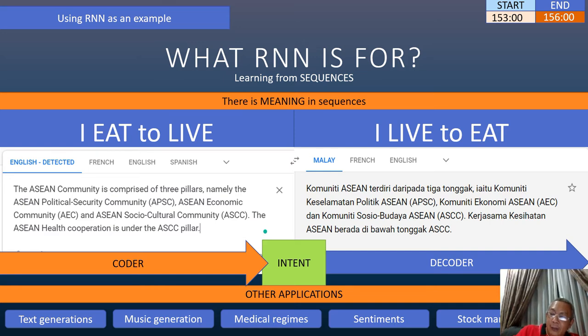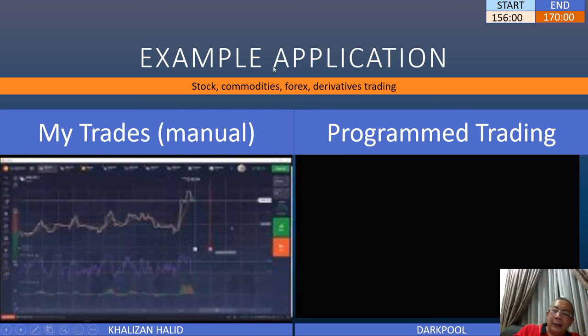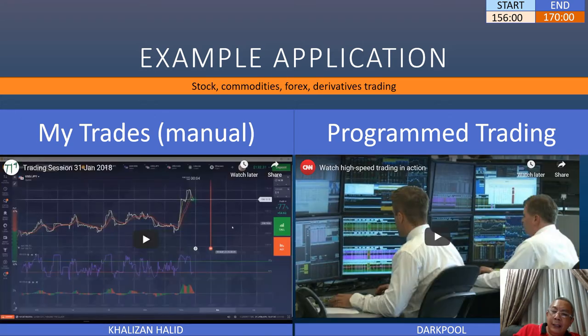Sentiment analysis, now I give you an example. So what we are going through later is an example in the stock market. Okay. So again, a recurrent neural network is used in order to learn from sequence. So here's an example, okay. We can use recurrent learning, artificial intelligence, within the context of trading. Whether you are trading stocks, commodities, forex, or derivatives.